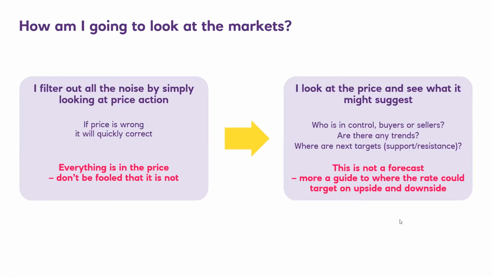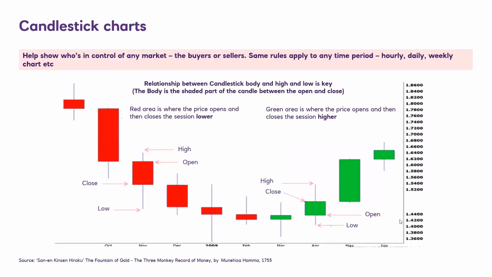What I'm trying to see is who is in control. Are the buyers in control or are the sellers in control? Once that's established, we can see, are there any trends? Once we see if there's a trend, we can look for the next targets, the targets being support and resistance. This is not so much a forecast, more of a guide to where the rate could target on the upside and the downside. If we move to the next slide, this shows candlestick charts.